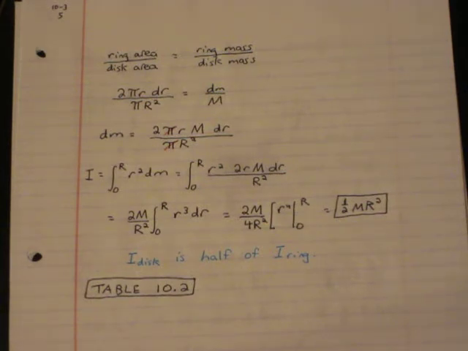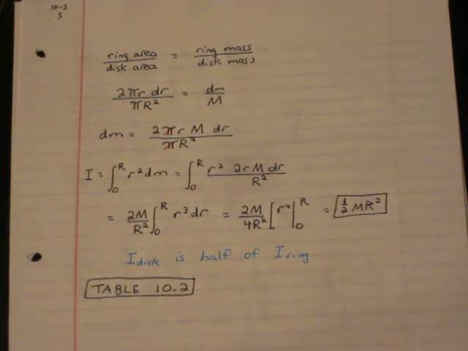Remember that for a ring, it was mr squared. So for the ring, when all the mass is distributed as far away from the axis as possible, it has a greater moment of inertia. With a solid disk, like in this example, there's a smaller moment of inertia because some of the mass is right at the center, so it doesn't contribute much. Some of it is around a middle radius, and some of it is at the very edge, so it's spread out over the disk, so it's going to have less moment of inertia.